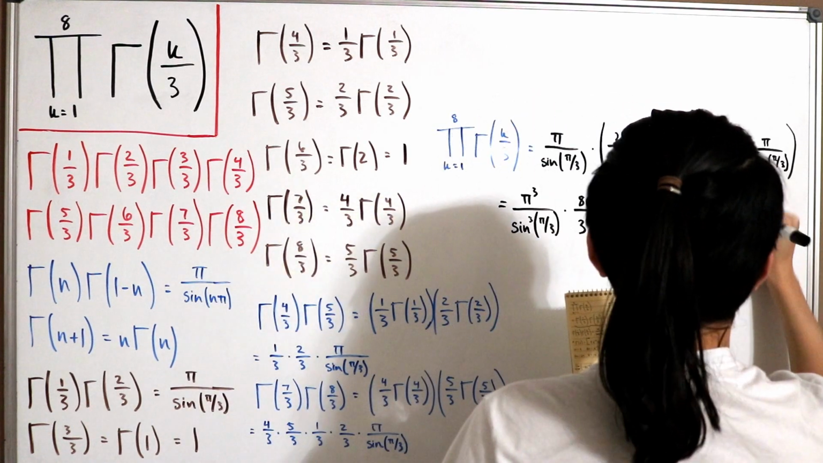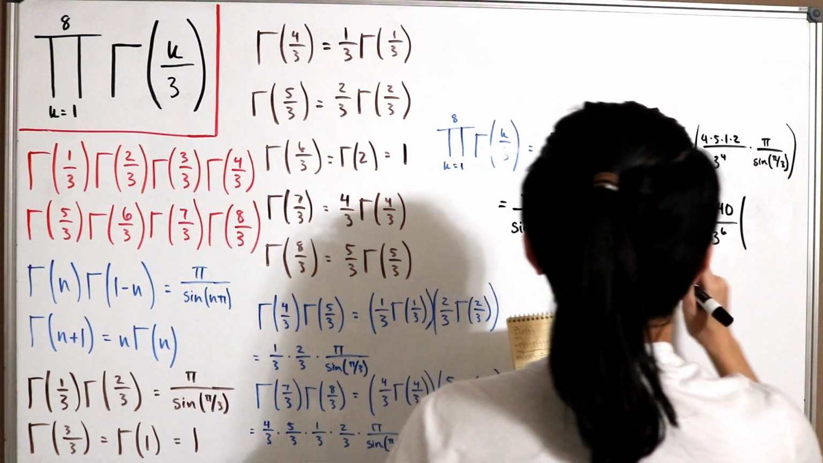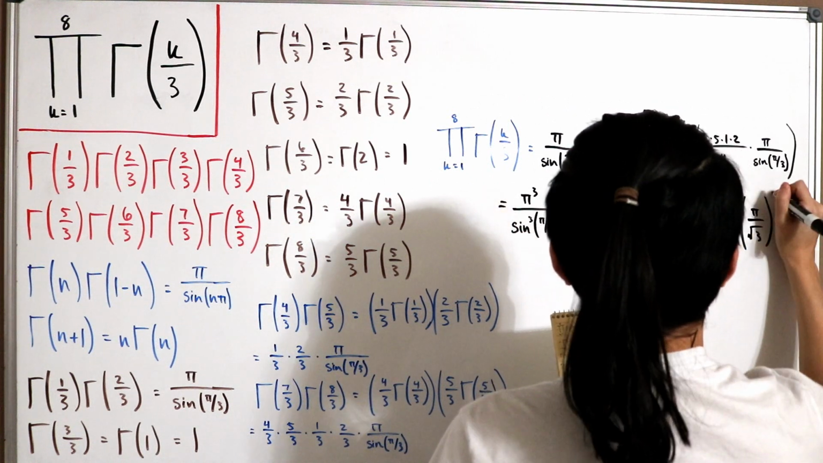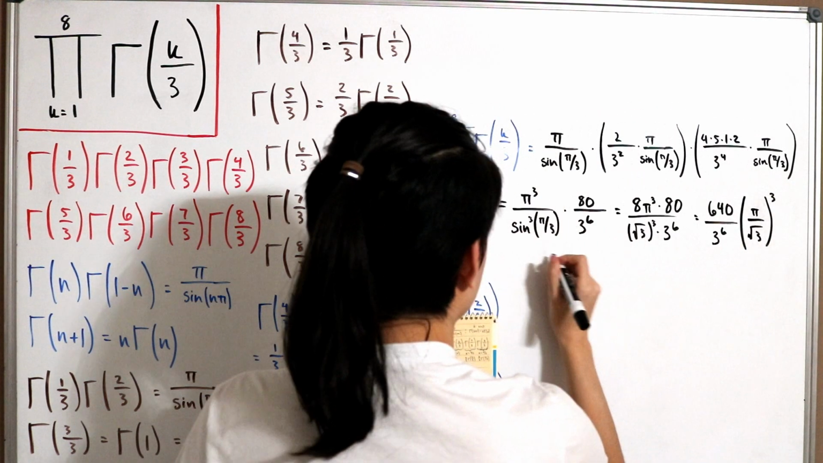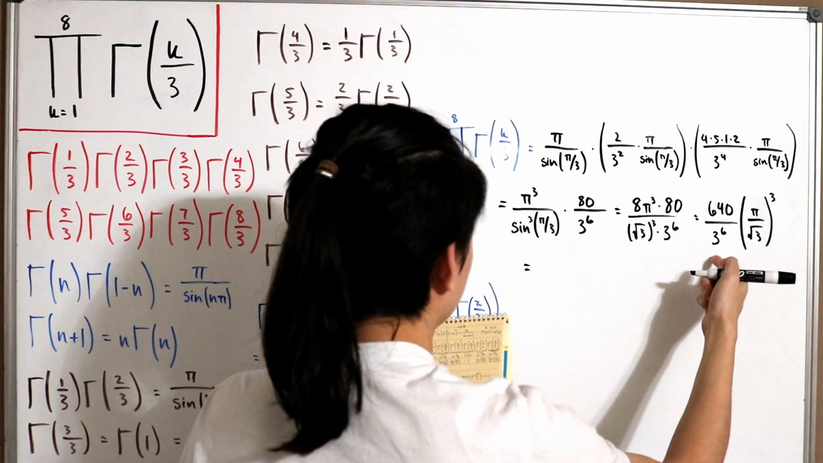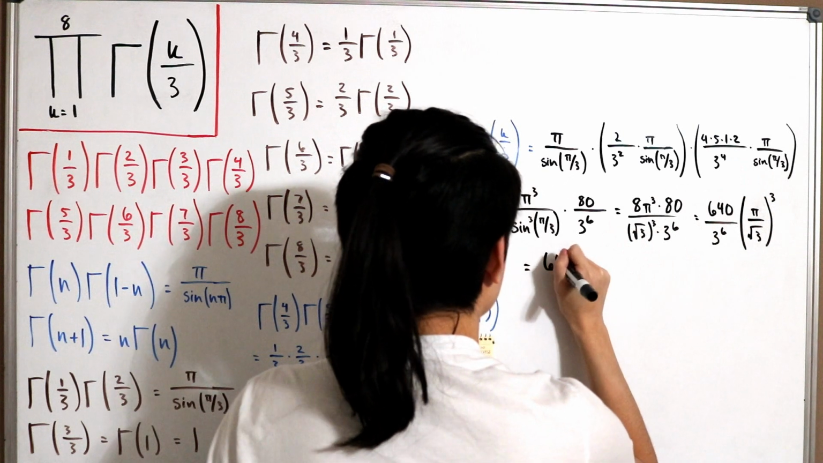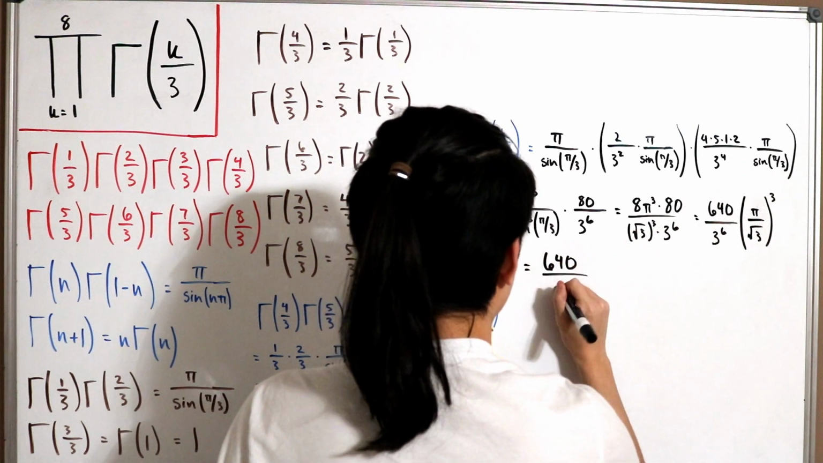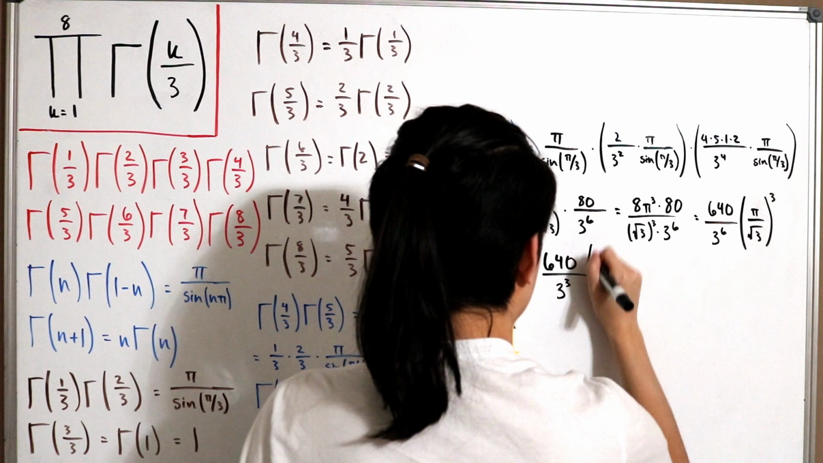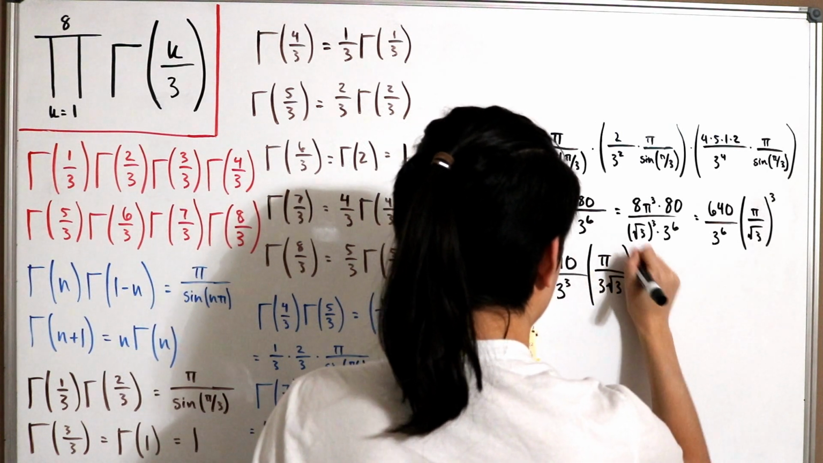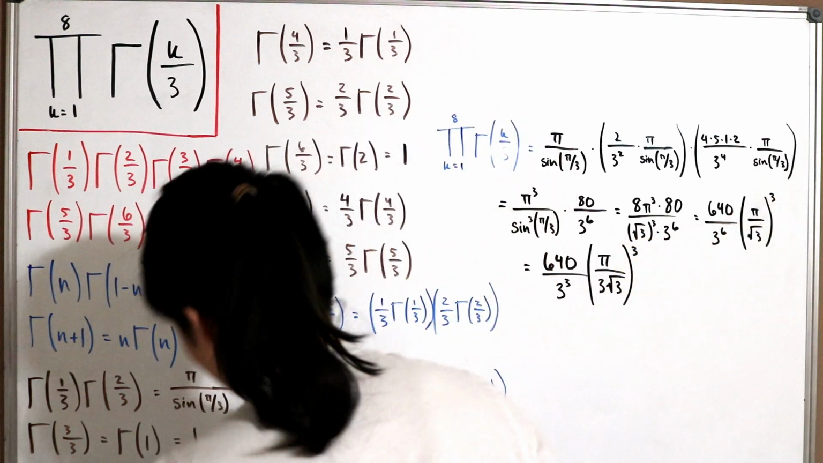Then we enclose this with parentheses and say that this is pi divided by the square root of 3, and then cubed. Or if we want to simplify even further, we can move the 3 to the power 3 inside the quantity over here. So we have 640 divided by 3 to the power 3, then multiplied by pi divided by 3 times the square root of 3, and then cubed. And so there we have it.